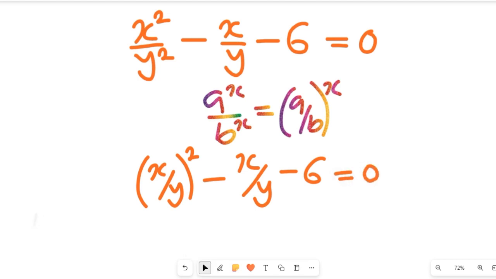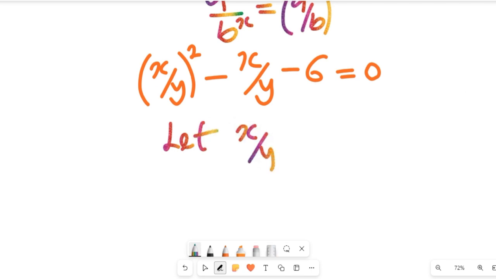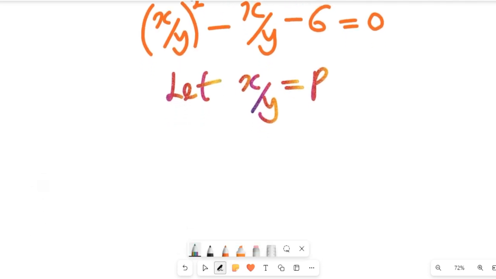Great. So what do we have remaining here? We're going to look for one thing. We're going to let the value of x divided by y be equal to p. If we do that, we are going to simplify this expression easily. So that expression will now give us p squared minus p minus 6, and this is equal to 0. Great. So we now have a quadratic equation.